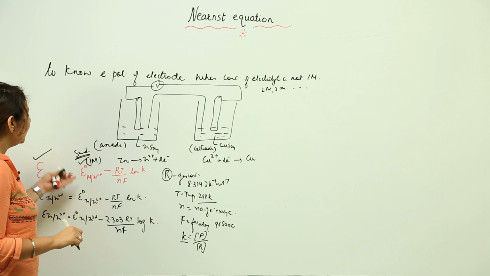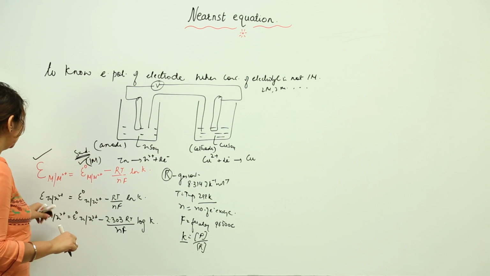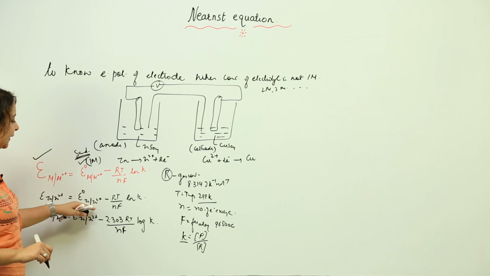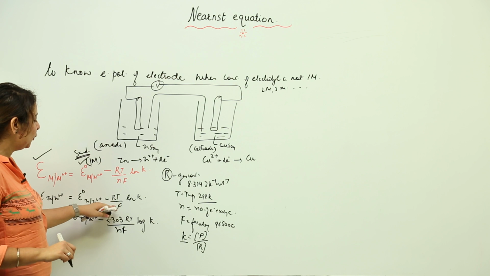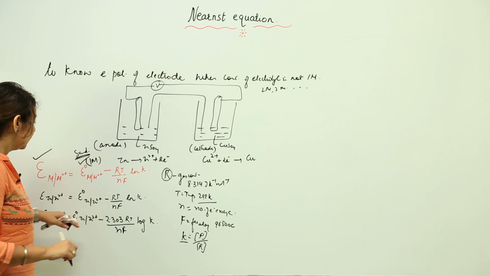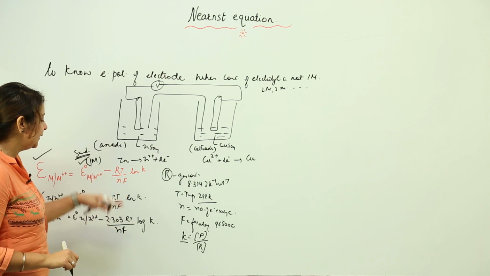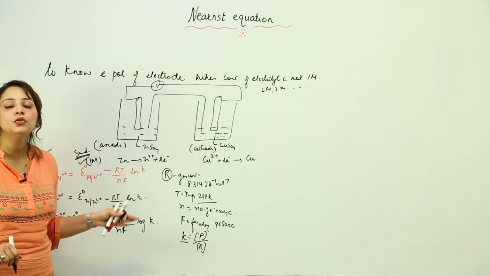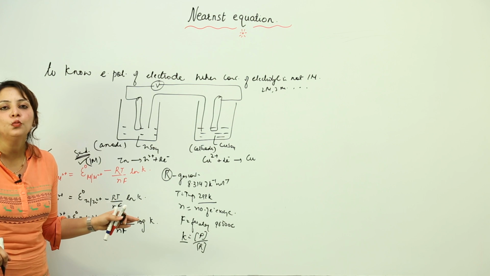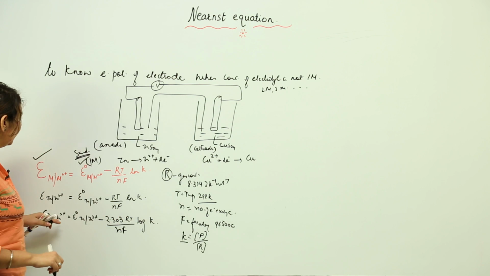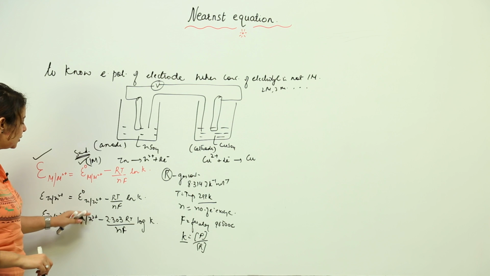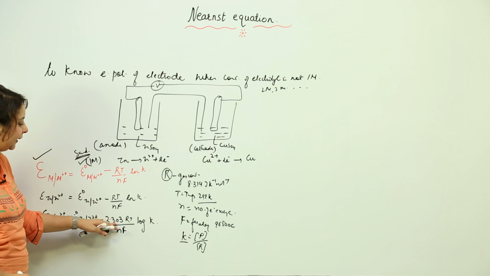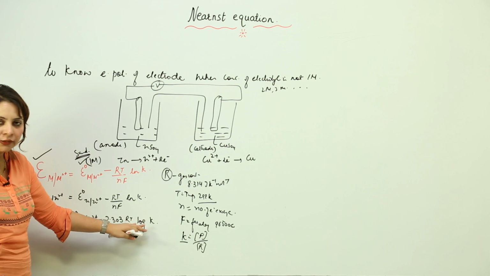N means number of electrons exchanged, F is Faraday constant, ln K, K is the equilibrium constant. So if I apply this equation to this half cell, it becomes E Zn|Zn2+ equal to E naught Zn|Zn2+ minus RT upon nF ln K. Right. So now I am going to change ln into log, and I know that if I want to change ln into log, I have to prefix the value 2.303. So this remains as such, this remains as such, and I write minus 2.303 RT upon nF log K, right.